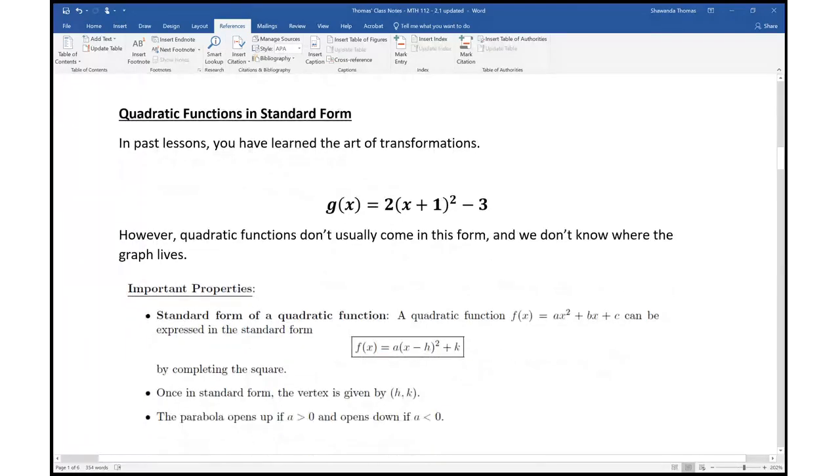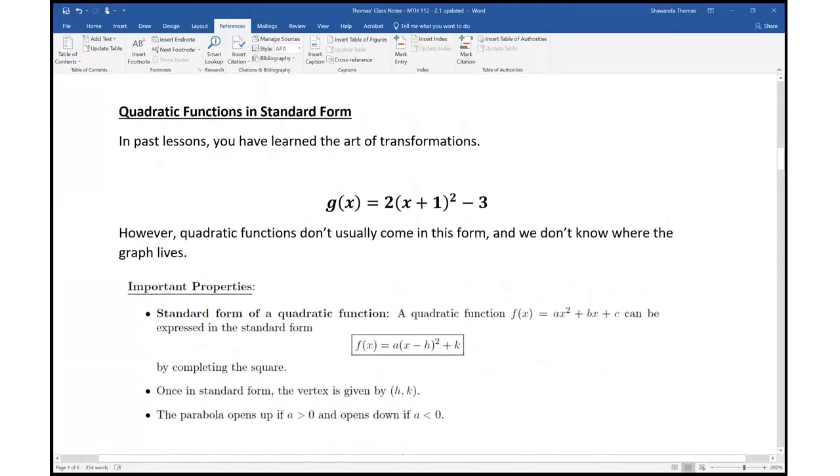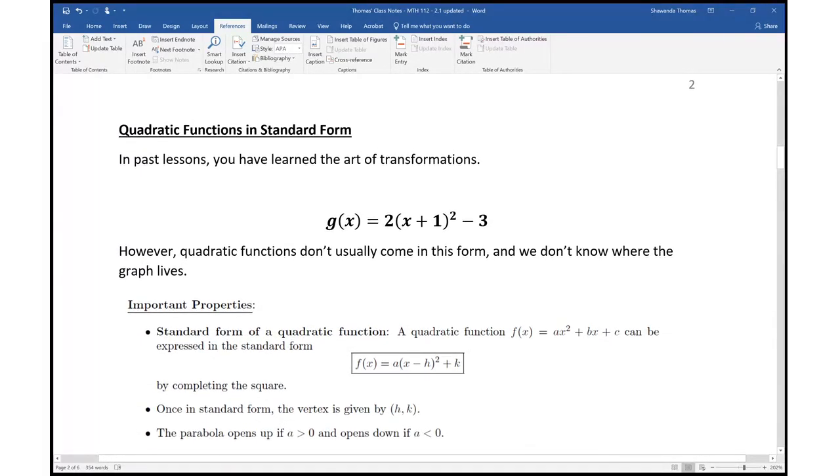On the next page, we have a quadratic function in standard form. What is standard form? Right here. It's best to memorize this formula. This is f of x equals a times x minus h squared plus k. What does a represent? It represents the leading coefficient.